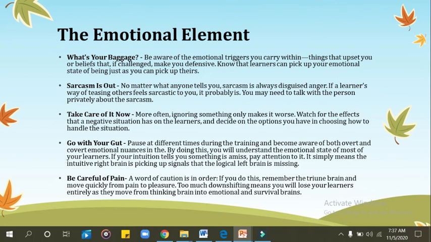Then we have be careful of pain. Some trainers say they begin with an uncomfortable experience in order for learners to perceive a need. That is the need to stop the discomfort by learning what the trainer wants them to learn.